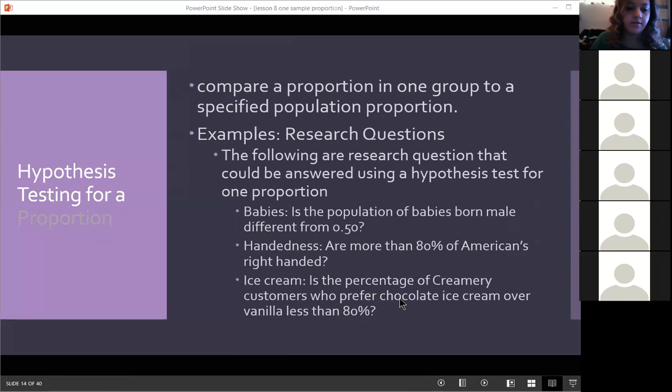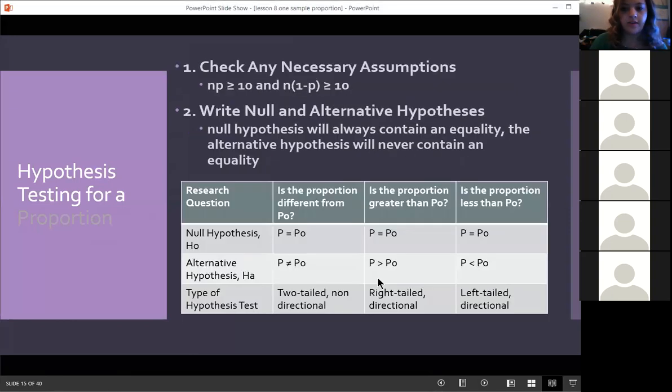And then ice cream, percentage of creamery customers. If you have been to Penn State and you haven't gone to the creamery, incorrect, you need to go. But it's saying, whatever, chocolate ice cream over vanilla, less than 80%. So you use less than in your alternative hypothesis. And these are just example research questions for a one sample proportion hypothesis test. Because these are all proportions that we're using, the 80%, 80%, and then 50% or 0.5, those are all going to be proportions there.